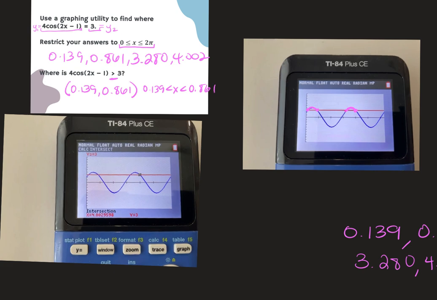Then the next one was from here to here, which is my third x, 3.280, to my fourth x, which is 4.002. Or 3.280 is less than x, which is less than 4.002. If it had said "or equal to," then those parentheses would have changed to brackets and the "or equal to" sign would go underneath those x values.